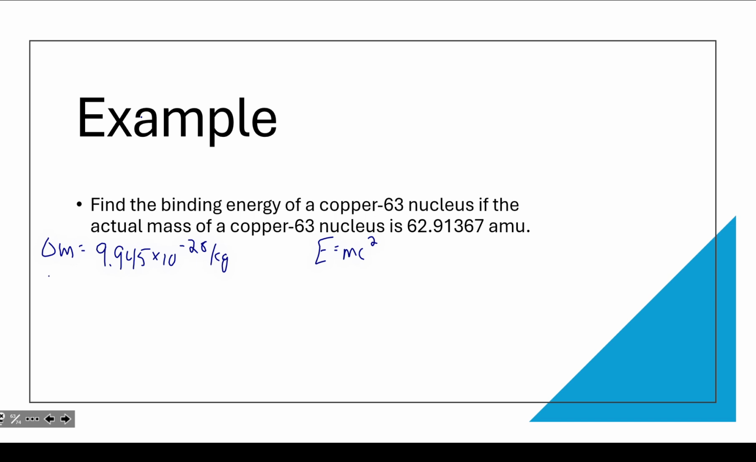Please remember that c is still the speed of light. So I plug those numbers in, and I should get 8.95 times 10 to the negative 11 joules. Now keep in mind that is per atom. So that's why it doesn't seem like very much. But trust me, it adds up really quickly.